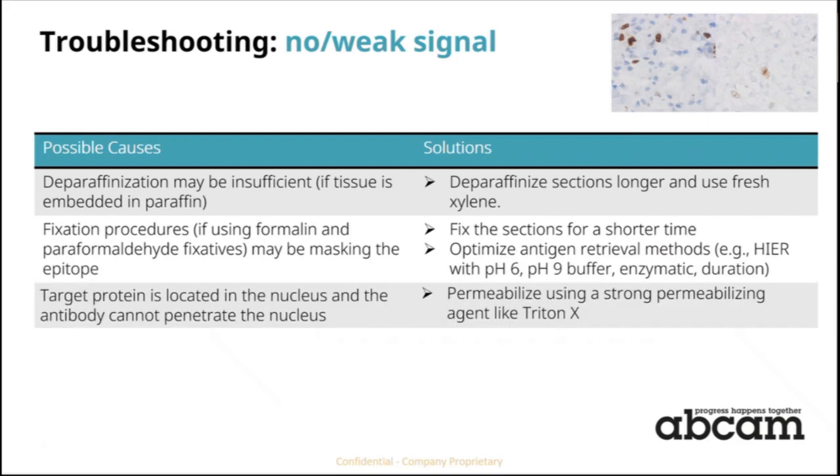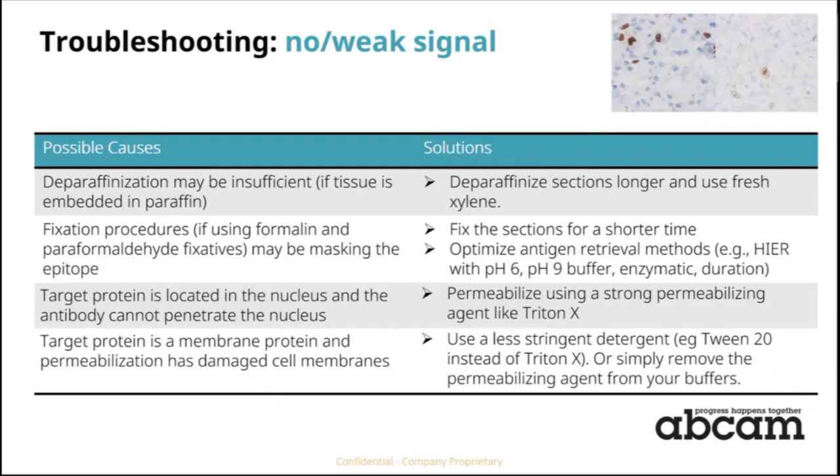So if the protein is located in the nucleus and the antibody cannot penetrate the nucleus, you might not observe any staining as well. So we always suggest including a permeabilization step using Triton X, even if you are using paraffin tissue sections, to allow for better penetration of your antibodies.